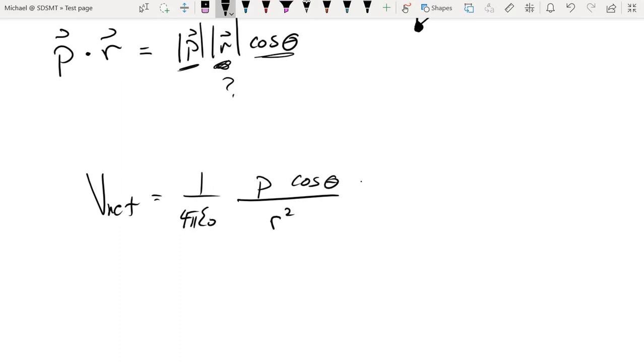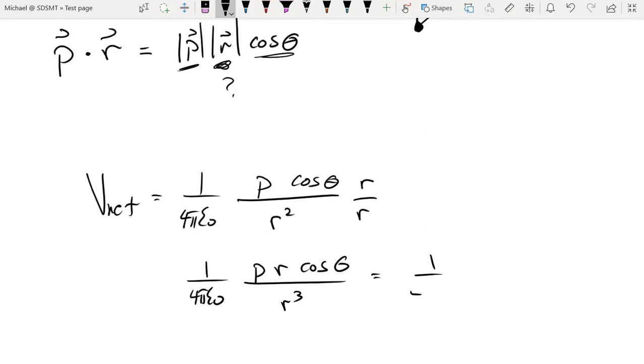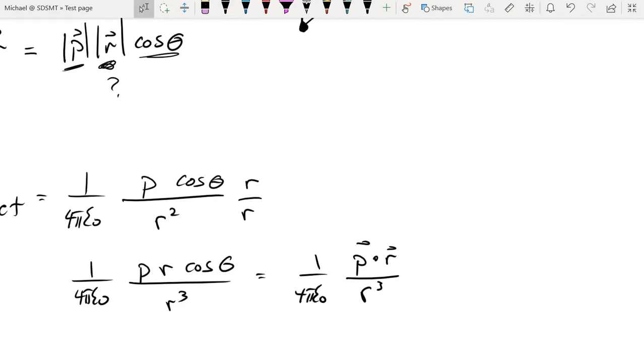And you might say, well, just put the R in the numerator and then put another R down in the denominator so that you multiply by 1. And that sounds like a good idea. But that means that we would have, let's see, we would have PR cosine theta over R cubed. And then we could reduce that down to P dot R over R cubed. Okay. And there's nothing wrong with that, but we can do better in the math.